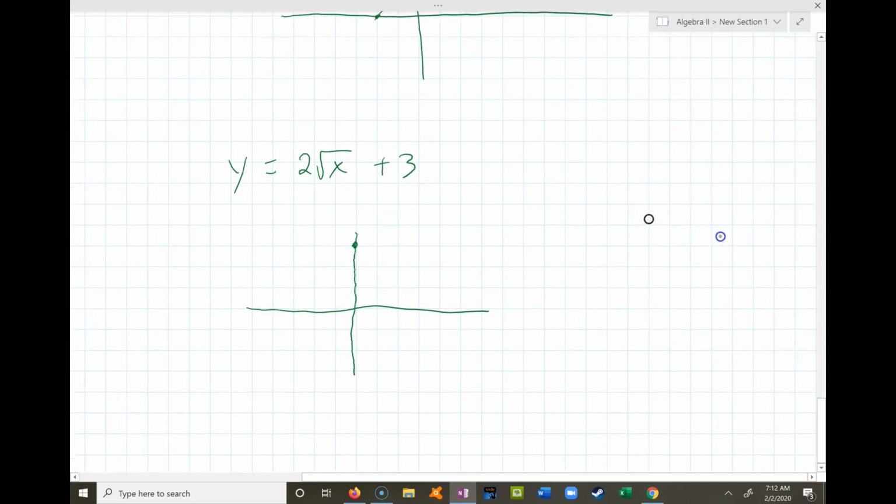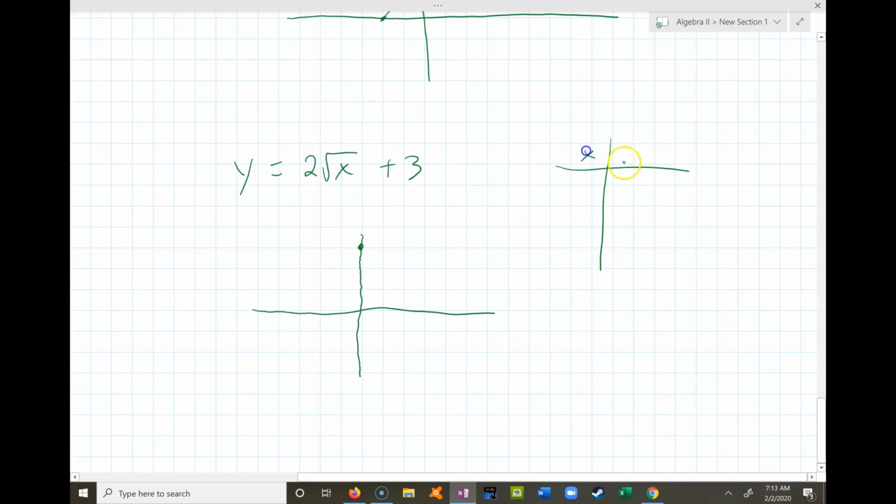So then I'm just going to draw my little table over here and go x, f of x. So I just plugged in 0 and got 3. Then I'm going to plug in 1, because I can take the square root of 1. Square root of 1 is 1. 2 times 1 is 2. 2 plus 3 is 5. So I know from here I'm going to go over 1, up 1, 2, 3, 4, 5. And I can see the beginning of that swish.